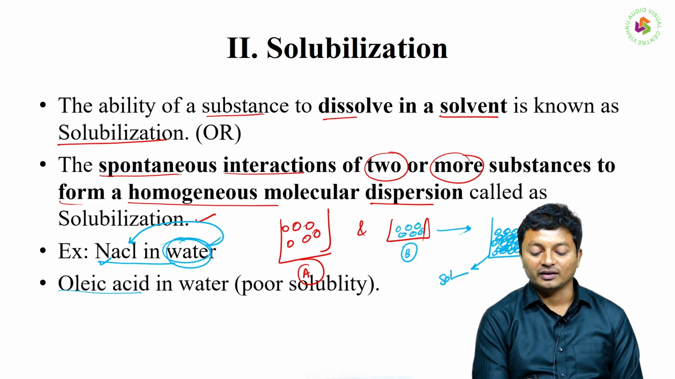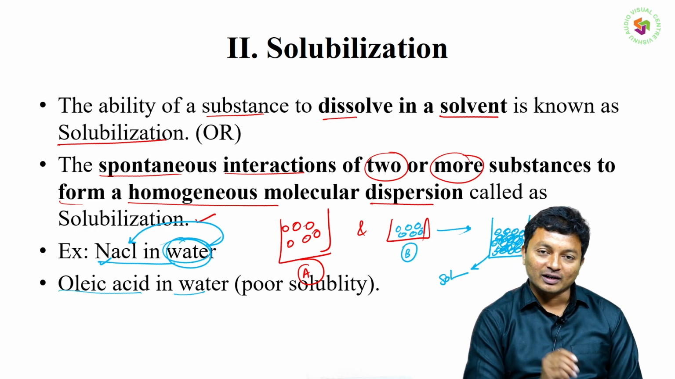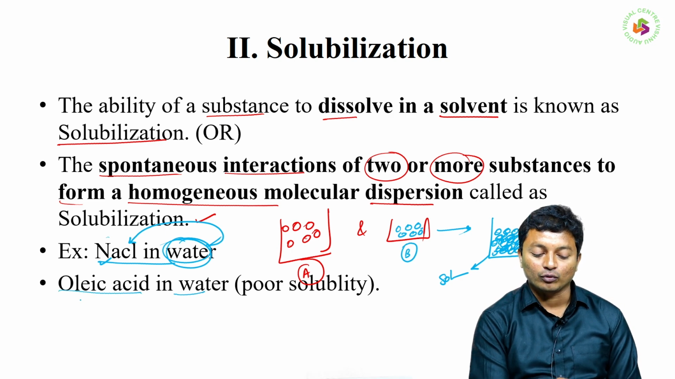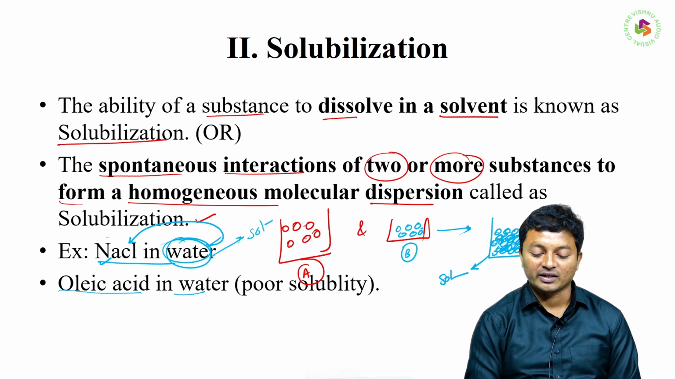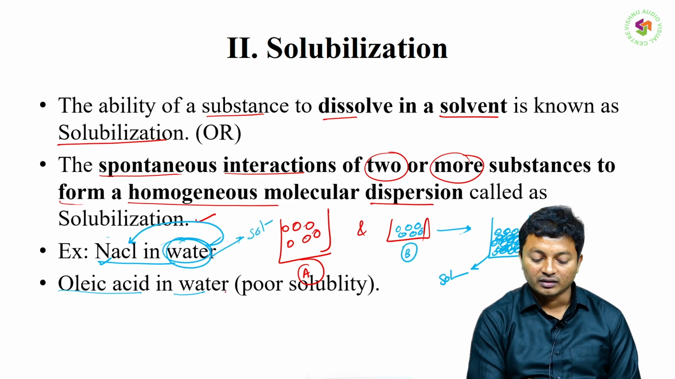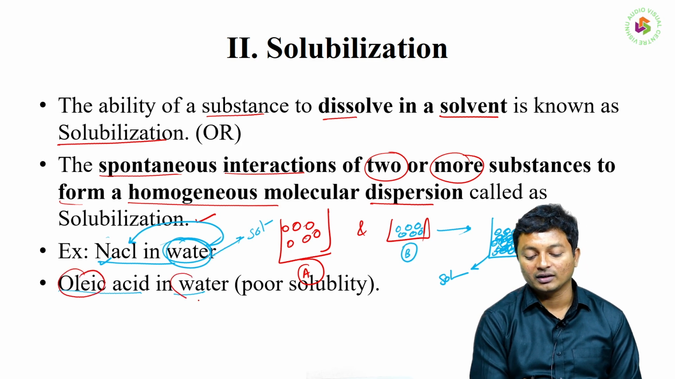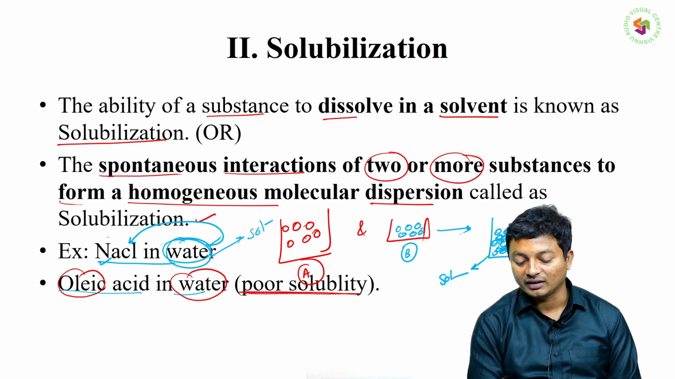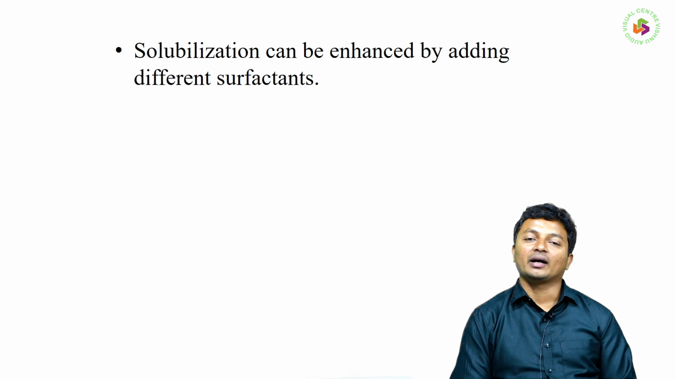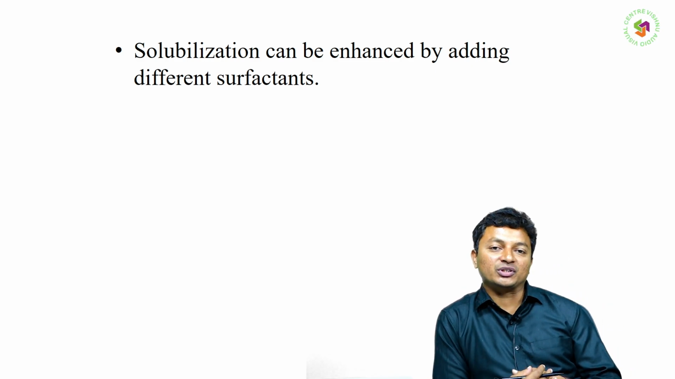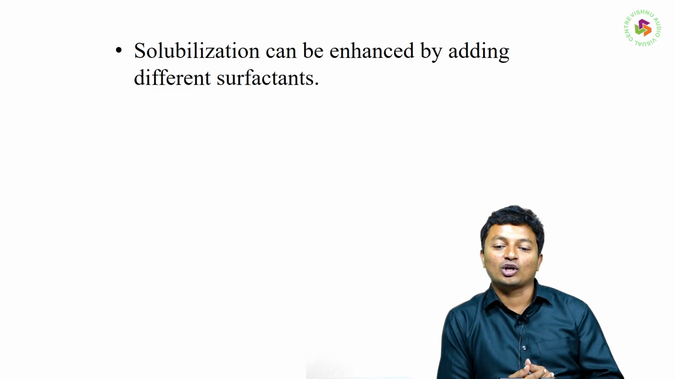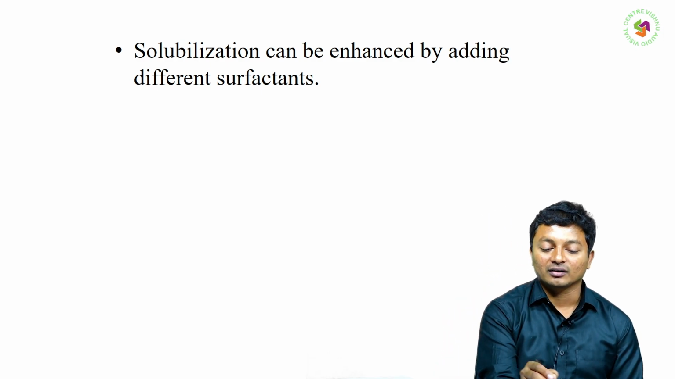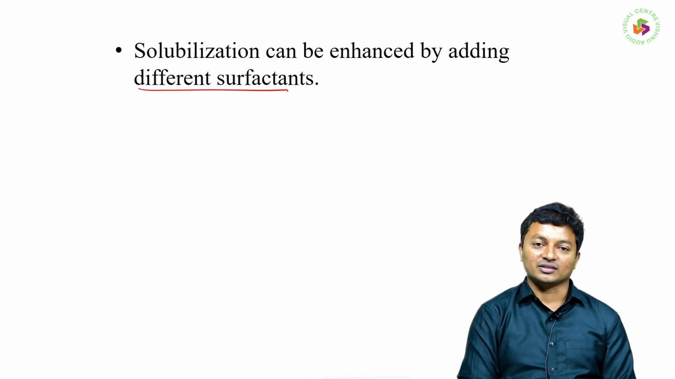Oleic acid in water. When we compare sodium chloride in water and oleic acid in water, sodium chloride is a highly soluble substance, and oleic acid in water we can say has poor solubility. To enhance this poor solubility, to increase the solubility, we can do it by adding surfactants.